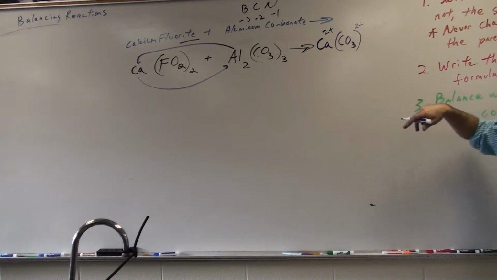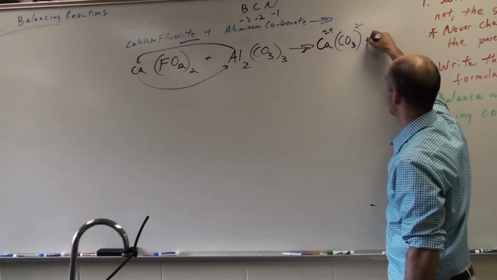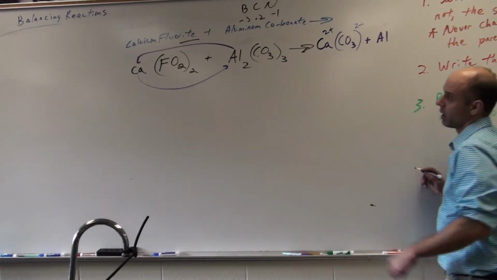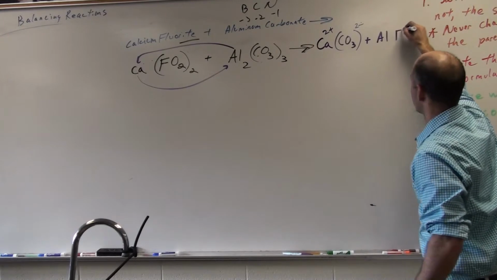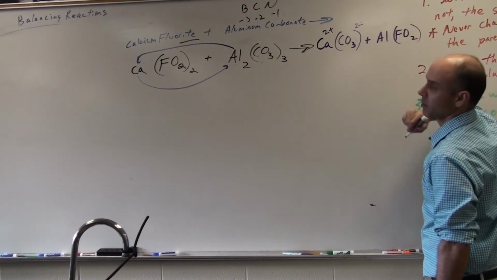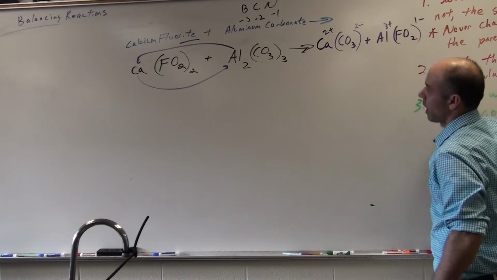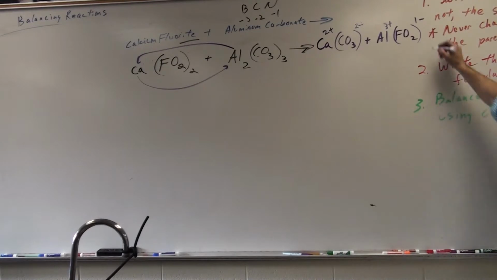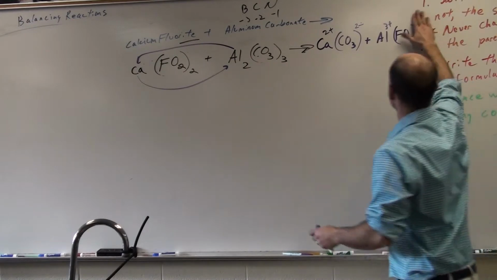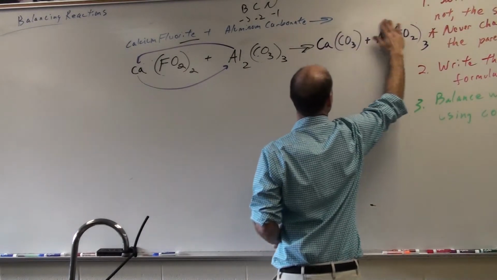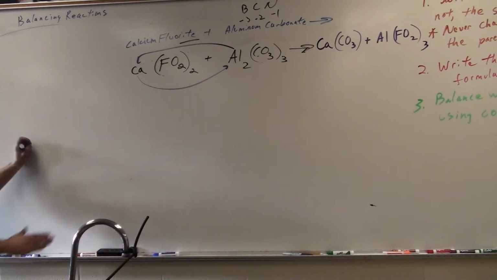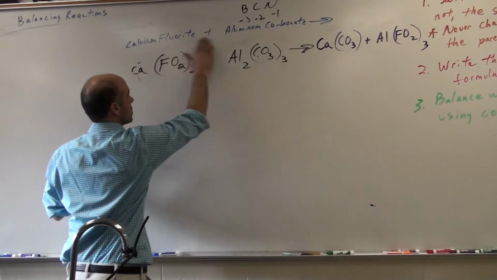I rebalance it. Same thing with the aluminum. It's now bonded with the fluoride. I don't bring that subscript over, but I don't change what's inside the parentheses. So I get that. I erase my charges. And then I balance the whole reaction using coefficients.